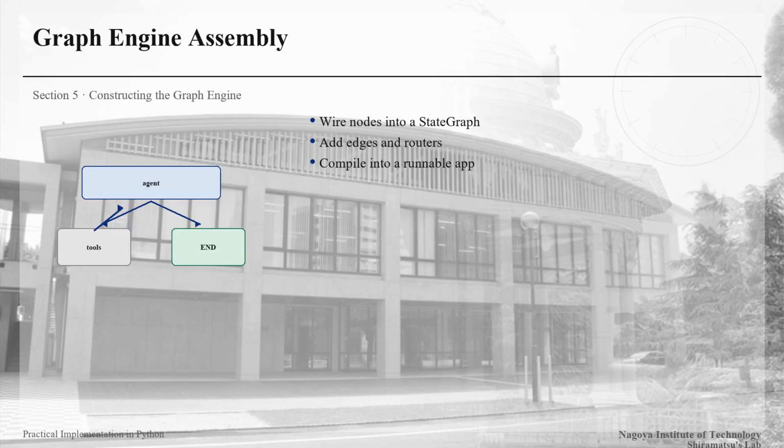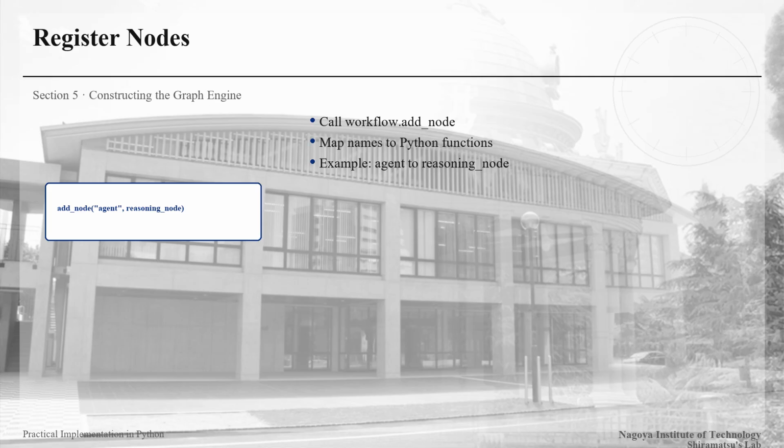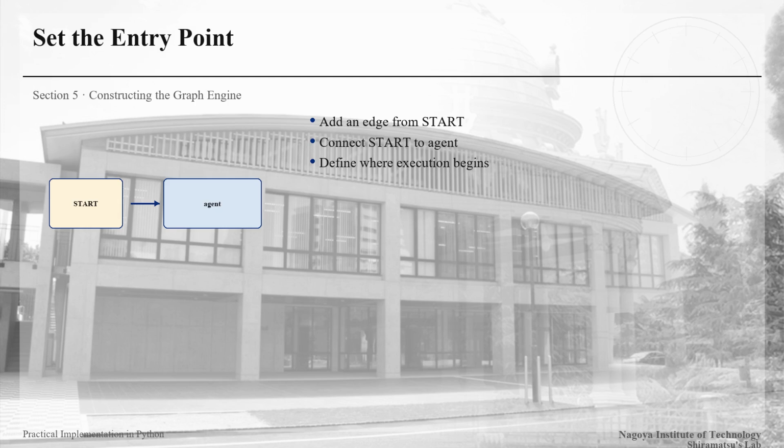Section 5 assembles the graph engine: nodes, edges, routers, and compilation. Instantiate workflow as StateGraph of AgentState to lock the state schema. Register nodes with add_node, mapping names such as agent to reasoning_node. Set the entry point with an edge from START to the agent node.